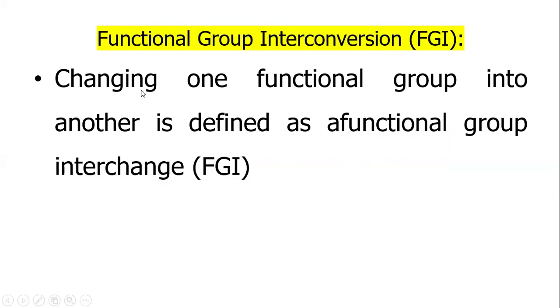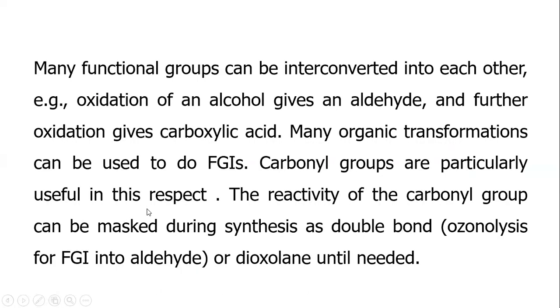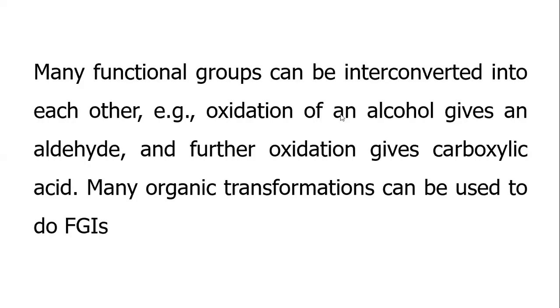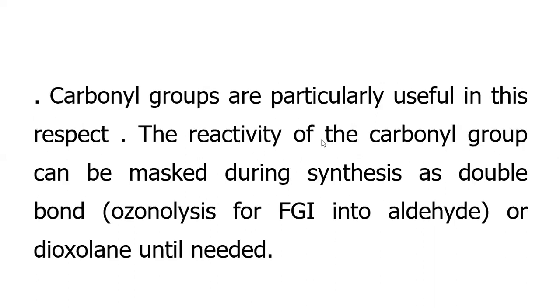Functional group interconversion, FGI: changing one functional group into another. See, the bromine is interconverted into alkene. Alcohol converted into ketone. Many functional groups can be interconverted into each other. For example, oxidation of alcohol gives an aldehyde and further oxidation gives carboxylic acid. Many organic transformations can be used for functional group interconversion.